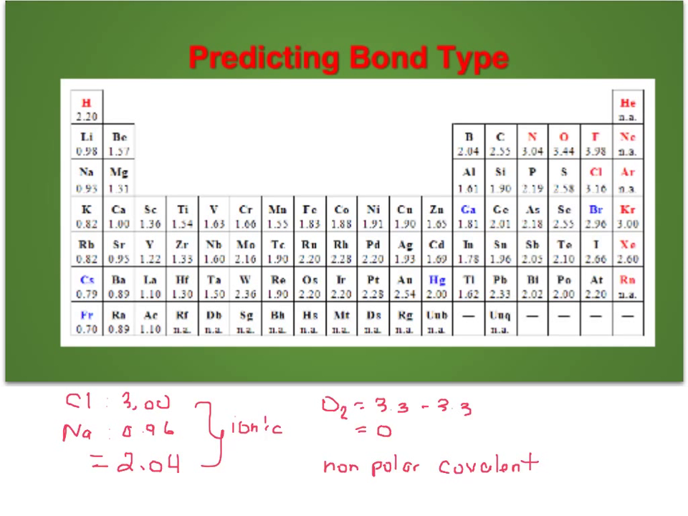So you can do one. Let's do one more that's not in your notes. Let's do between, let's say, potassium and sulfur. Sulfur is 2.58 and potassium is 0.82. So 2.58 minus 0.82 gives us 1.76. If it's 1.76, that is greater than 1.67. So that means potassium and sulfur will form an ionic compound, or they will have an ionic bond.